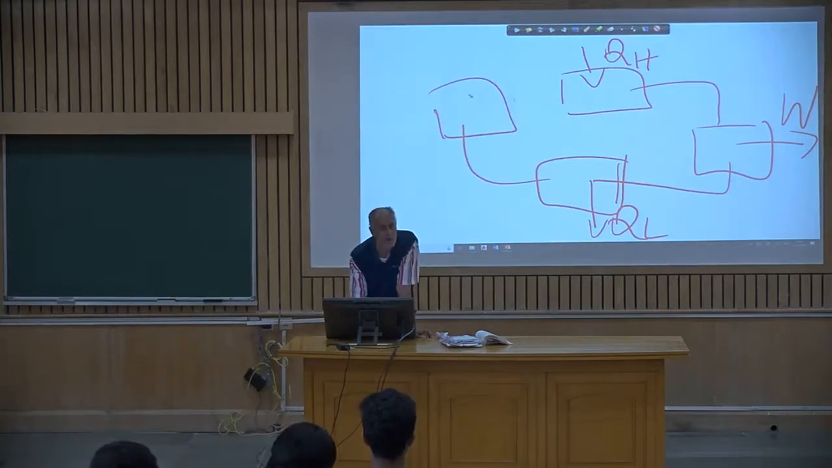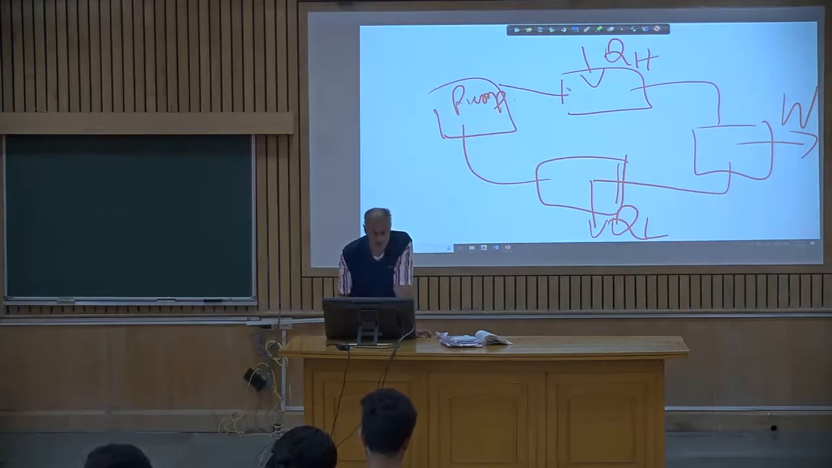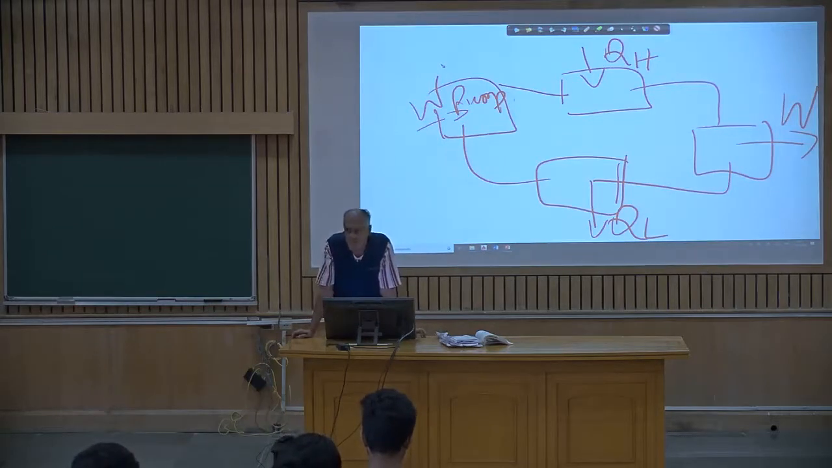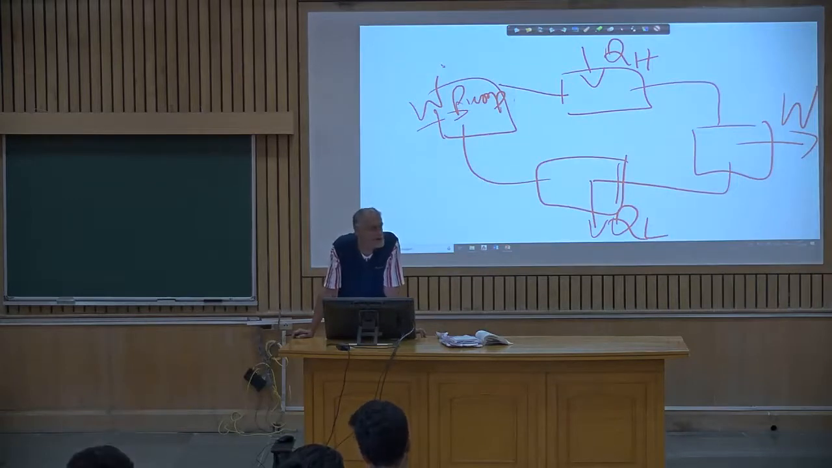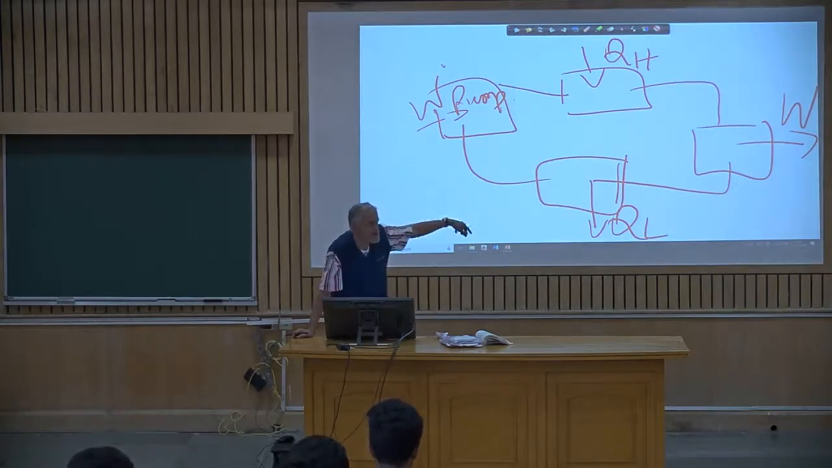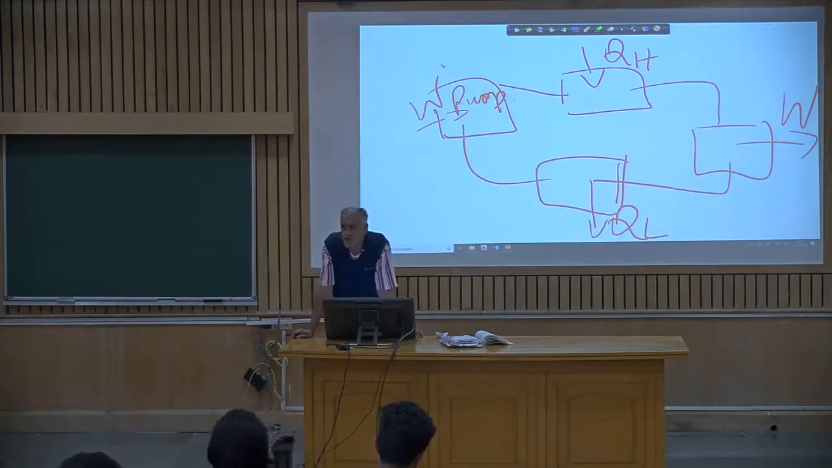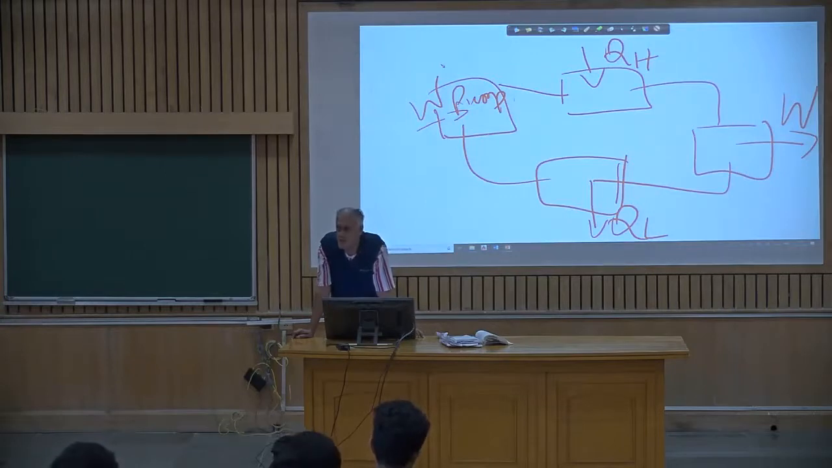Compressor, pump, compressor, and then back again. So in the compressor, obviously work is being done on your material. So you can just put a W there. So is there a net work done and a net heat done? Yeah, there is a net heat and there is a net work, and your engine goes round and round and round.